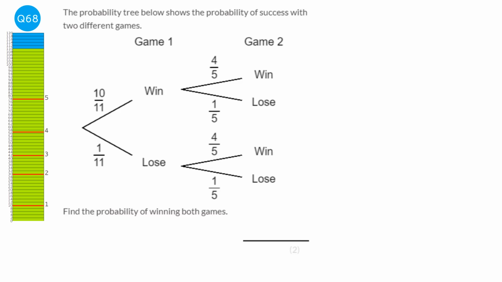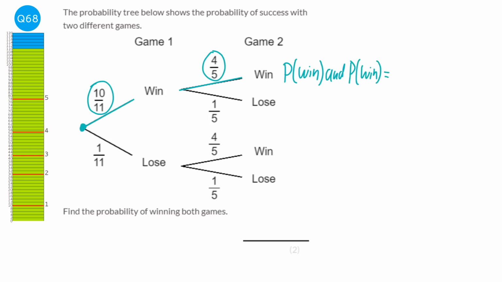To start these questions, we always start here, and we go down the line. So it says probability of winning both games. So we're going to go up this one, and we're going to pass this fraction here, and then we're going to win the second game. So we're going to go up this one and cross this fraction here. Now the bit at the end will show us the probability of winning game 1 and the probability of winning game 2.